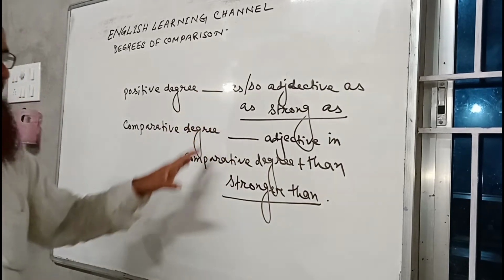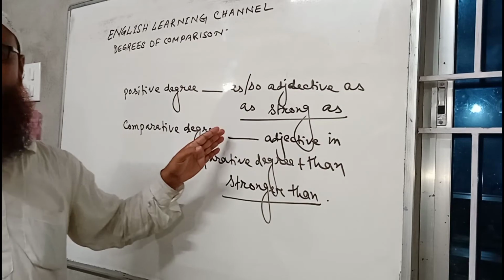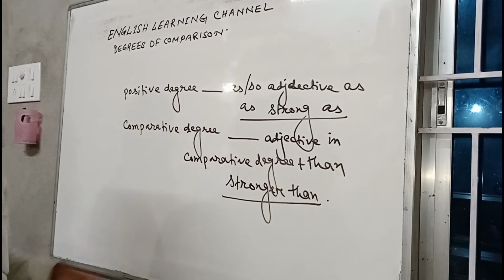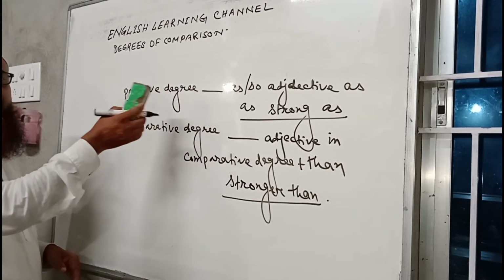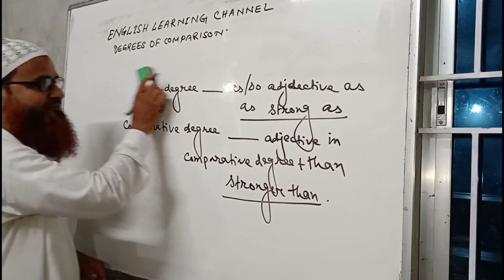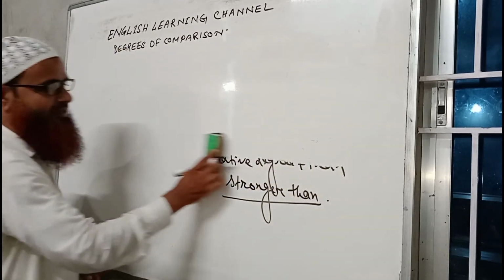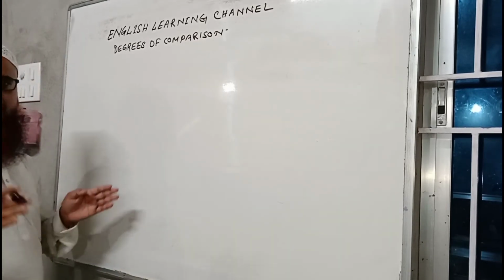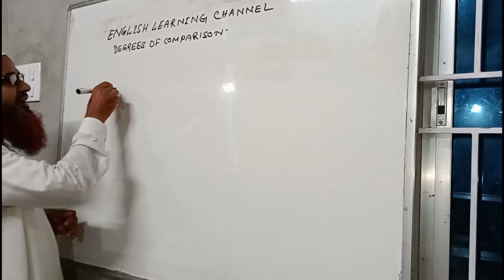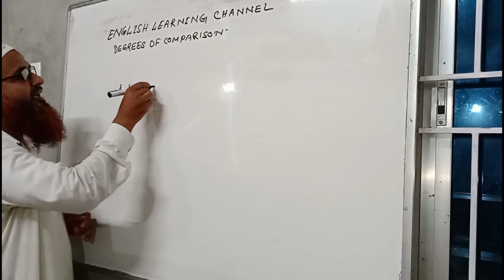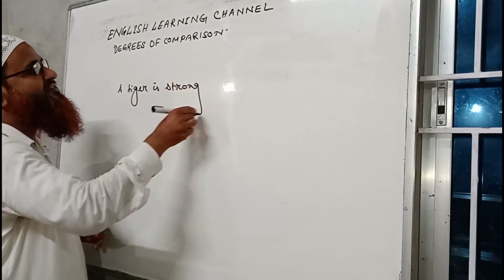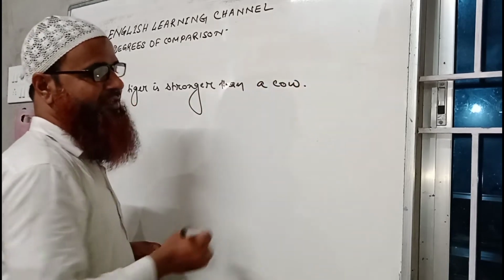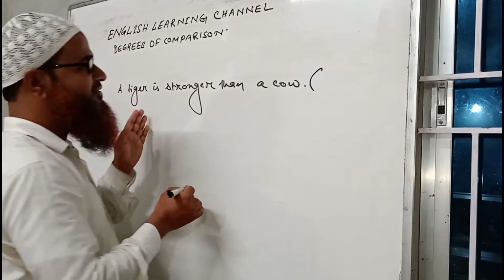Okay, so now I will write some examples where this rule will be applicable very effectively, and we must use them correctly, otherwise the change of degree will not be correct. Now I am writing like this: a tiger is stronger than a cow. I am using that same adjective, strong. A tiger is stronger than a cow. Everybody knows it, and it's true also. So it is a sentence of comparative degree.